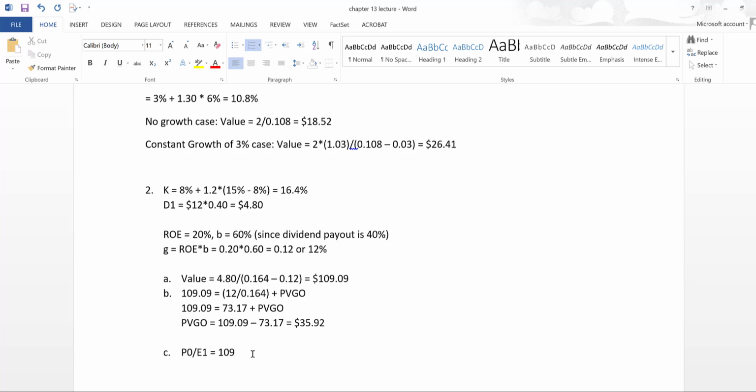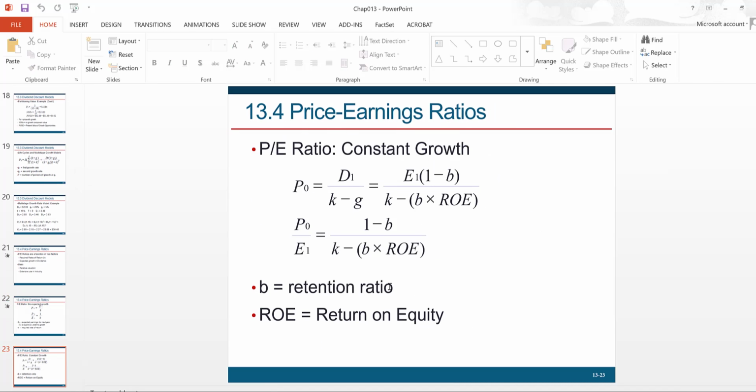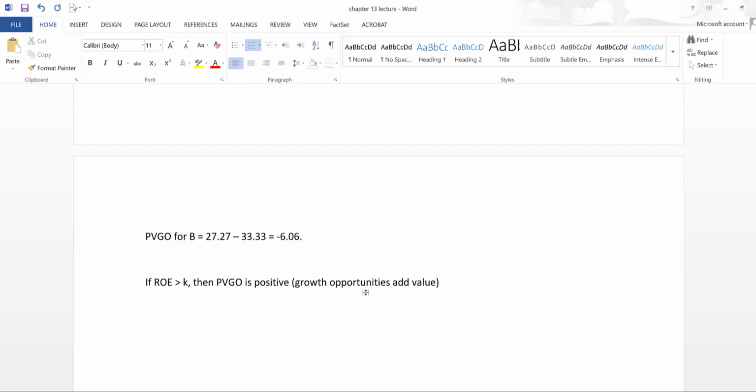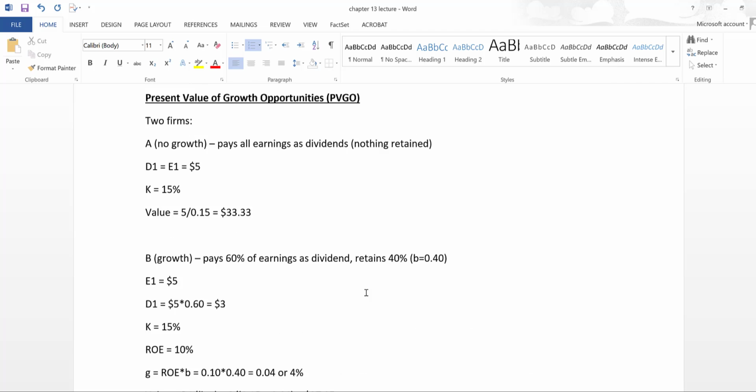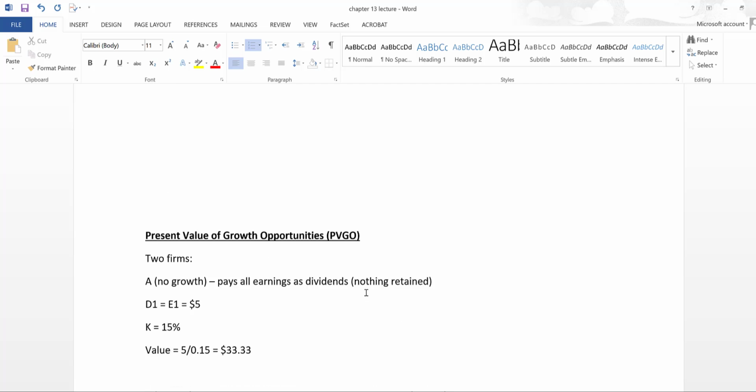So this is simply a matter of taking the ratio of those two, and our PE ratio is then 9.09. You can also verify that if you were to use the formula for this, 1 minus B over K minus G. Remember, this is G. We talked about this last time.